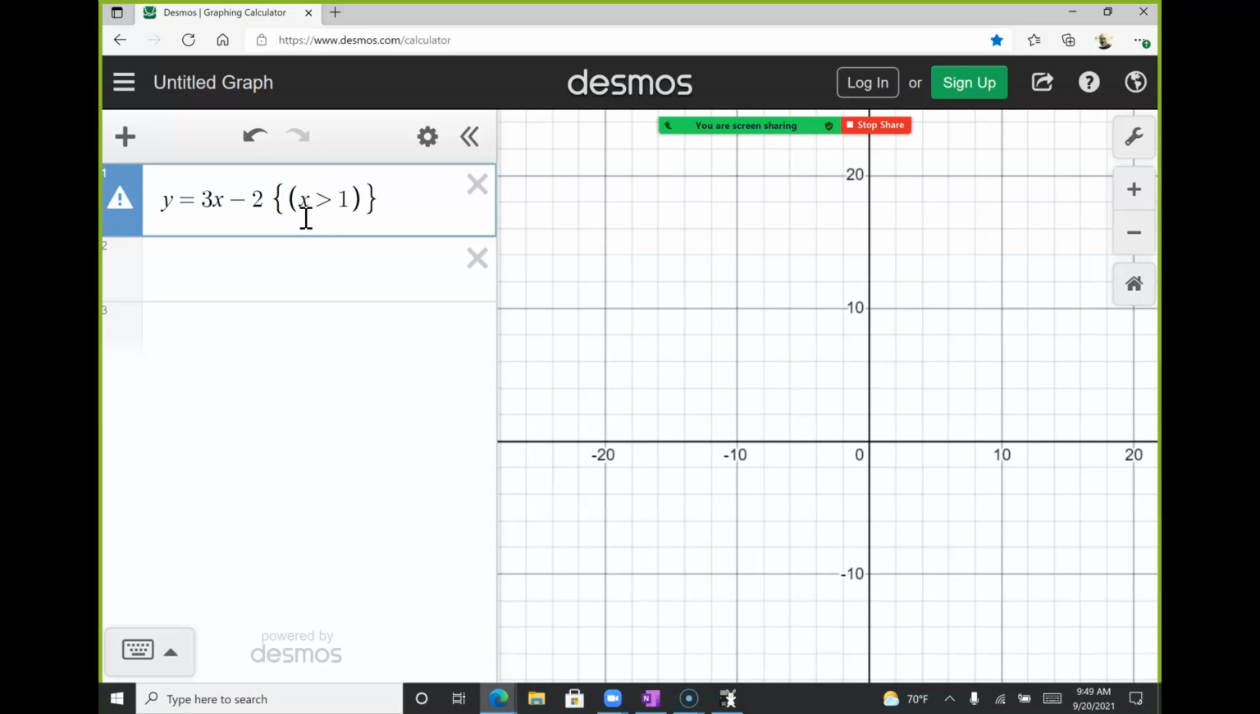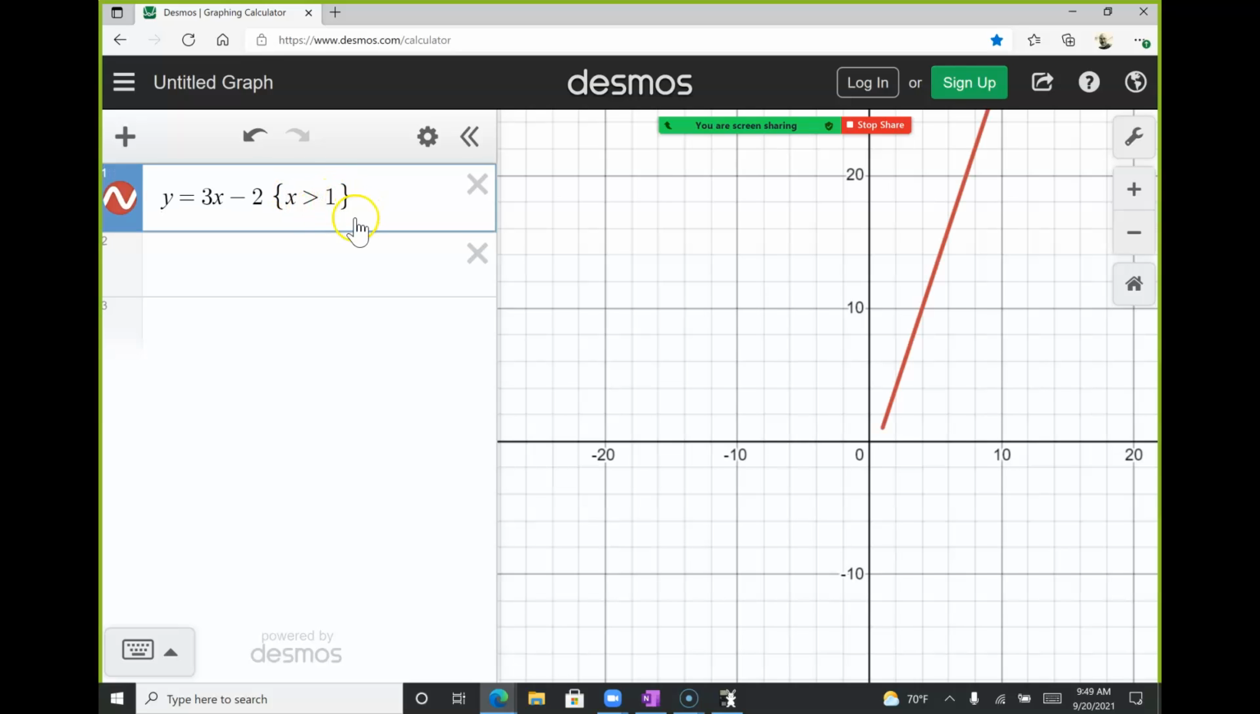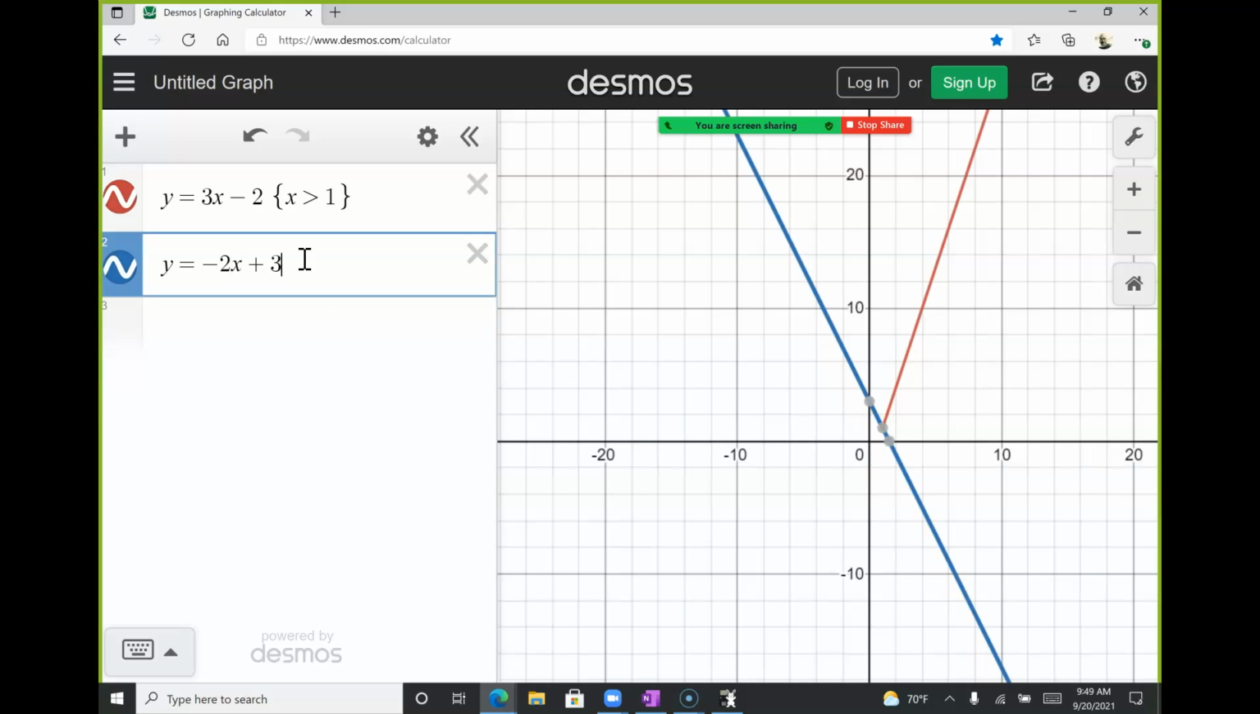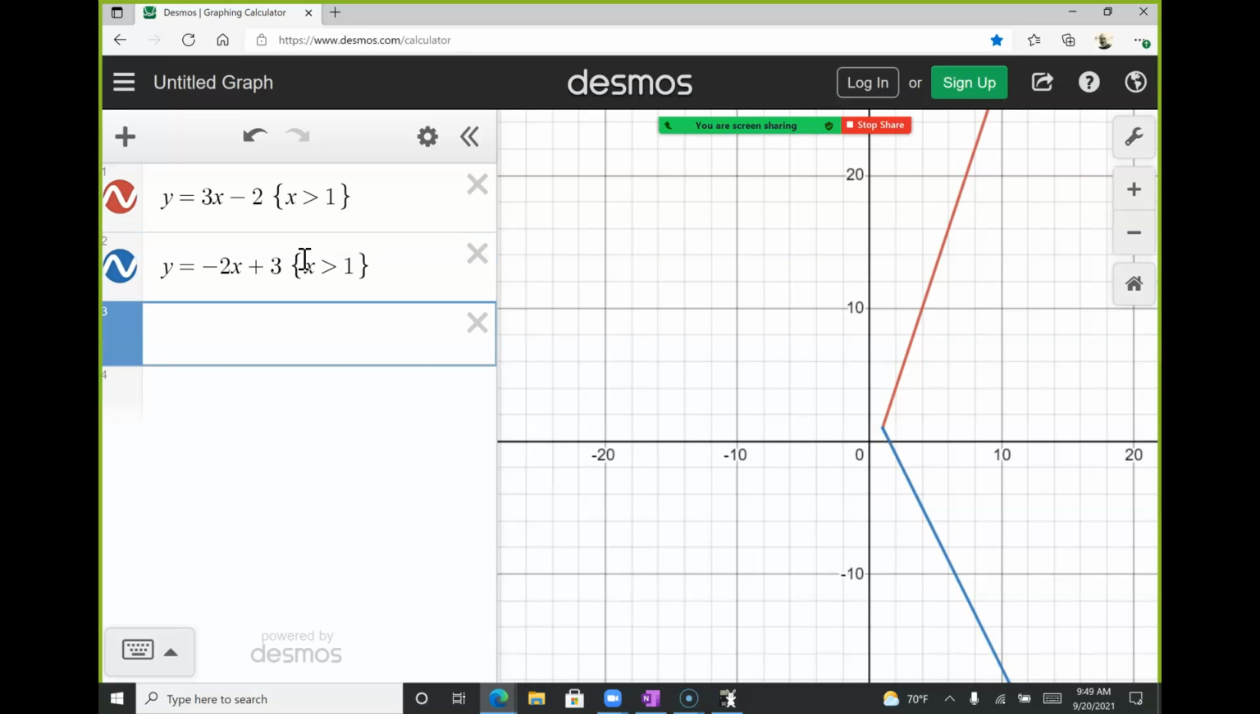I got too many symbols in here. There we go. And then the other one was y equals negative 2x plus 3. And again, I want to restrict to x is greater than 1. And you can see, again, the red graph is above the, in this case, the blue graph. Right? So the domain we're talking about is x is greater than 1. Nice.